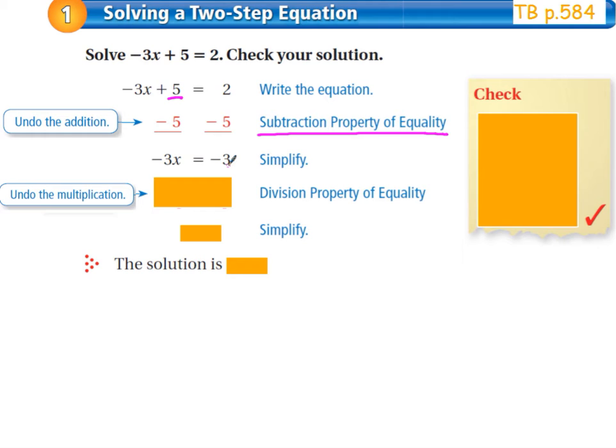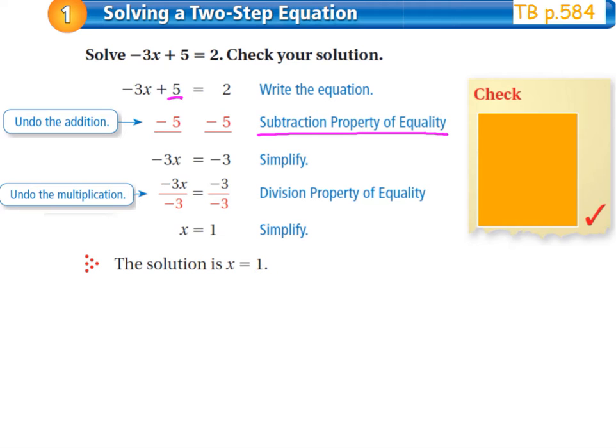Now I'm going to undo the multiplication by applying the division property of equality. Remember, you use inverse operations to isolate the variable. So I'm going to divide each side by negative 3, and then I am left with x equals 1.